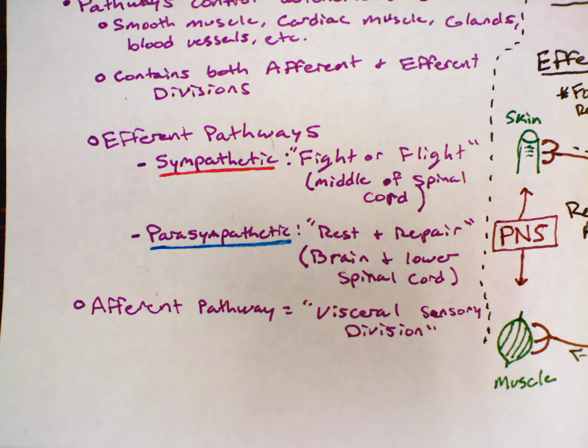So your efferent pathways get further classifications. And again, this is all part of your autonomic nervous system, which is all part of your peripheral nervous system. It's like a Russian nesting ball. Peripherals on the outside. Inside of that, you have the autonomic, and inside of that, you have either sympathetic or parasympathetic.